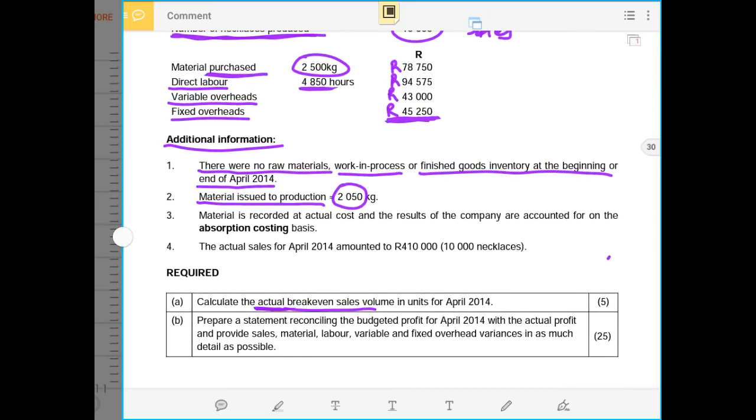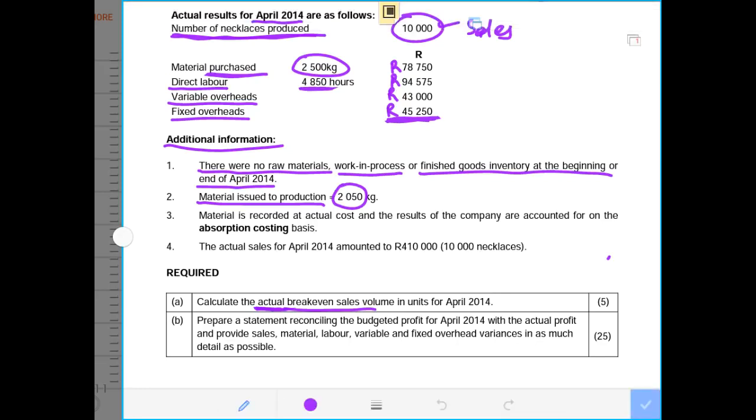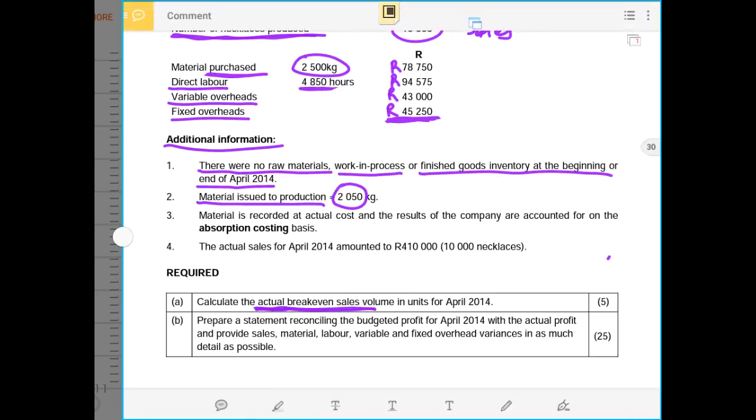So always be careful of the question. Make sure that you read in detail and analyze the question very well, word by word. A word can change the entire question or the entire perspective of the question. So now we are calculating the actual break-even sales, meaning we are focusing on the actual information, not on the budgeted information. And this is for the month of April. So now let us calculate our break-even point.